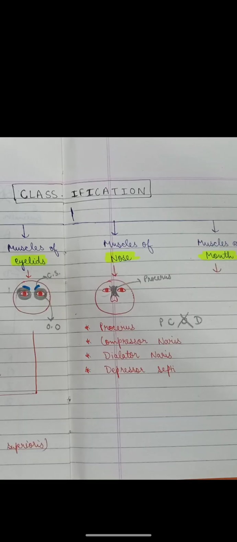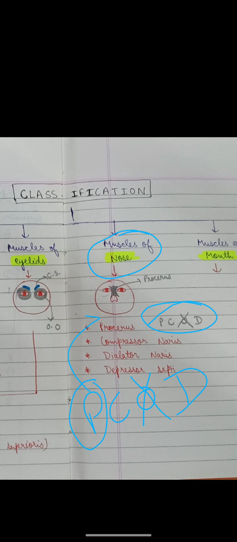You have a mnemonic to remember the muscles of the nose. It's called PCOD. Otherwise, you know that PCOD is polycystic ovarian disease, but just exclude the letter O. From P you have Procerus. From C you have Compressor Naris. From D you have Dilator Naris and Depressor Septi. So PCOD is the mnemonic to learn the muscles of the nose, right?